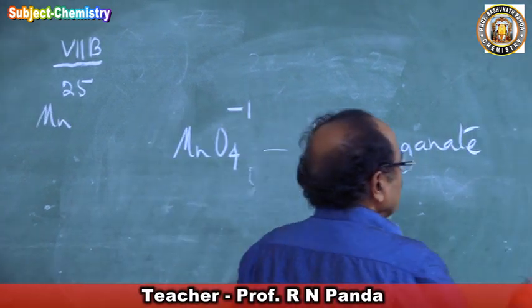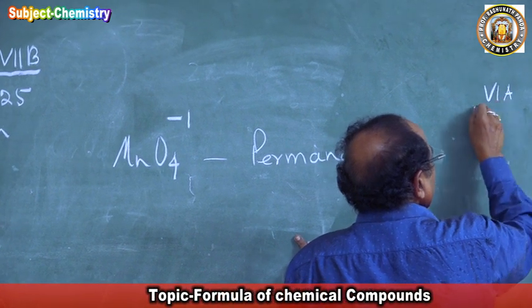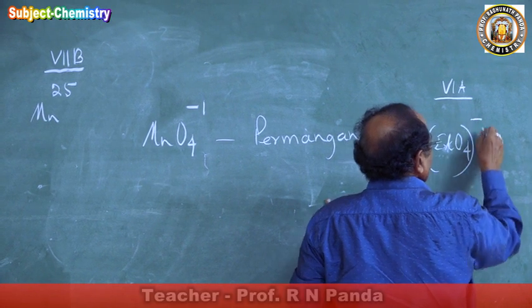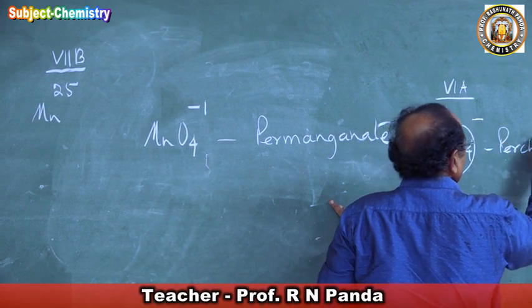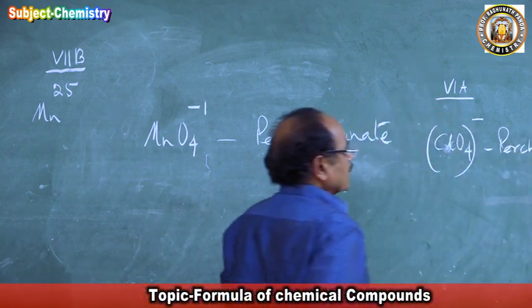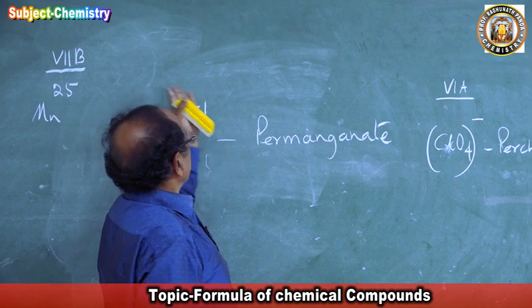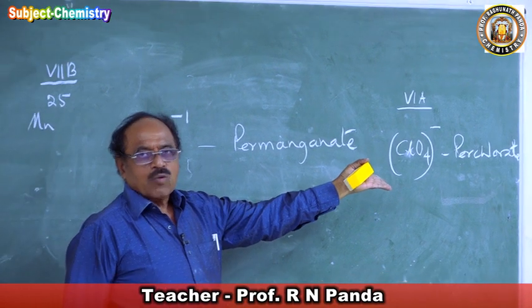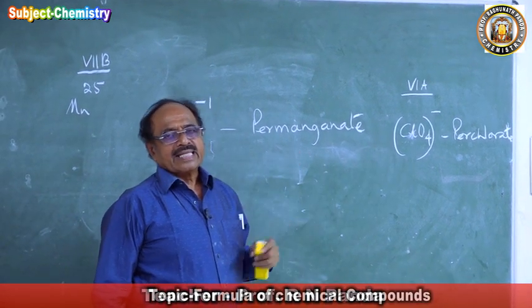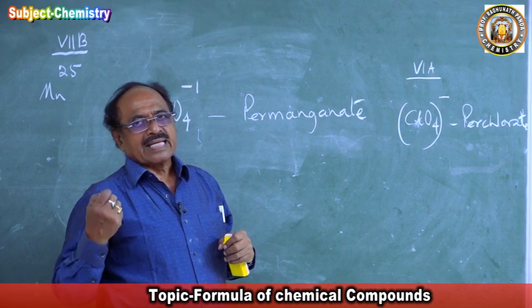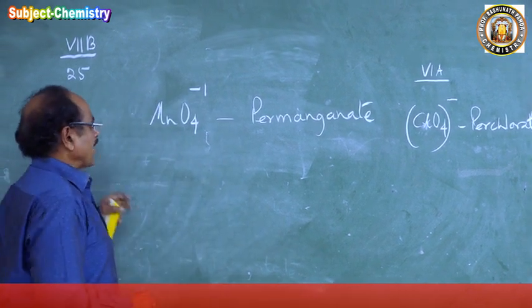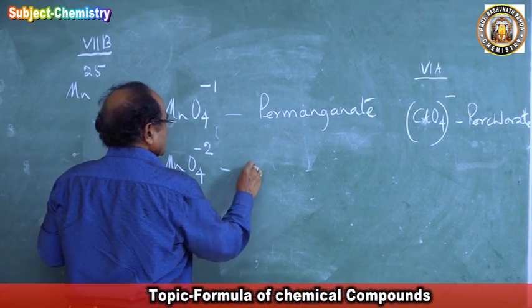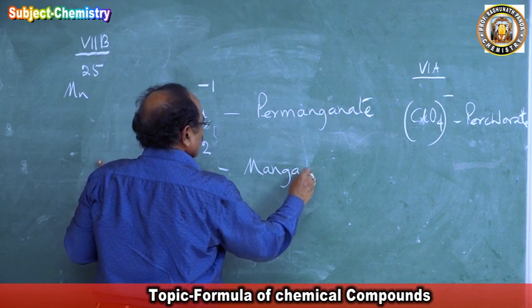Permanganate. How? Now think, if you come to the group 7 of the periodic table, chlorine forms, we have already done, ClO4 -1 perchlorate. We wrote this perchlorate. So manganese group 7, chlorine group 7, chlorine forms ClO4 -1 perchlorate. Automatically manganese will be MnO4 -1 permanganate. And another radical, the manganese forms MnO4 -2. It is called manganate.